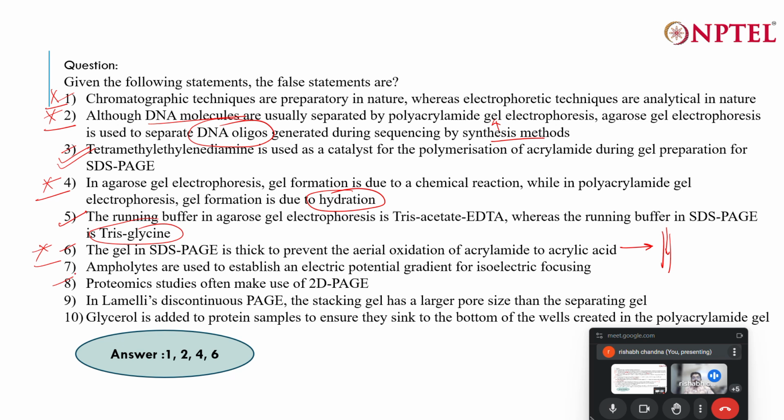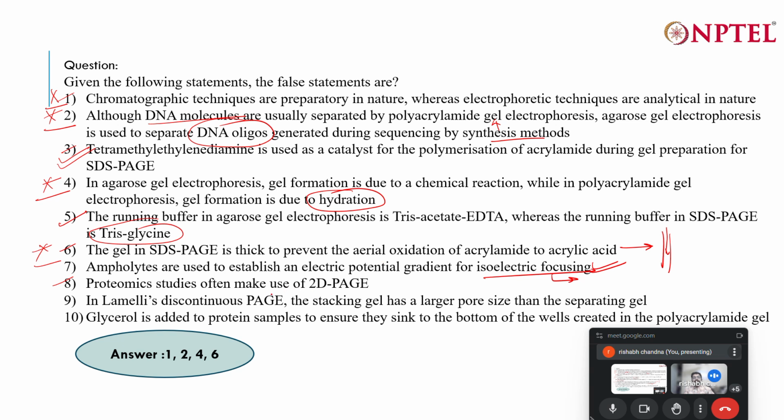Moving on to the seventh statement. Ampholytes are used to establish an electric potential gradient for isoelectric focusing. Yes. Isoelectric focusing uses pI, that is the isoelectric point, to separate the proteins. Ampholytes are used to make a pH gradient, so that each protein that has that particular isoelectric point will be stopped and separated from the other proteins that are moving in an electrophoresis.